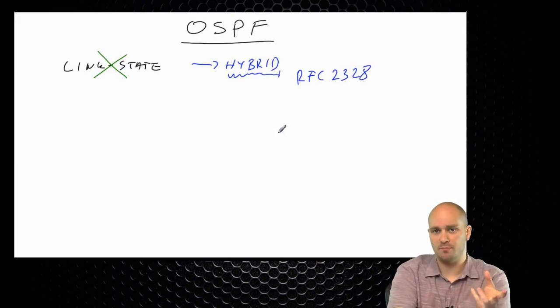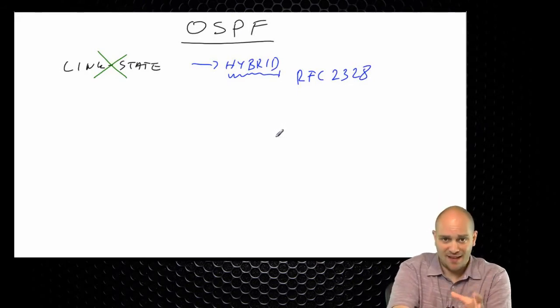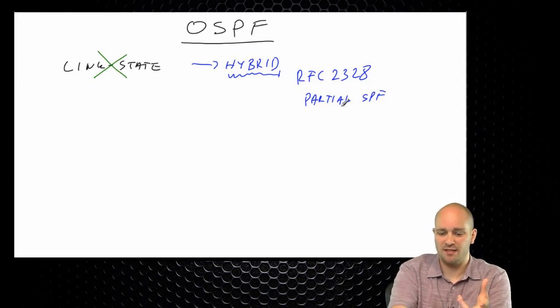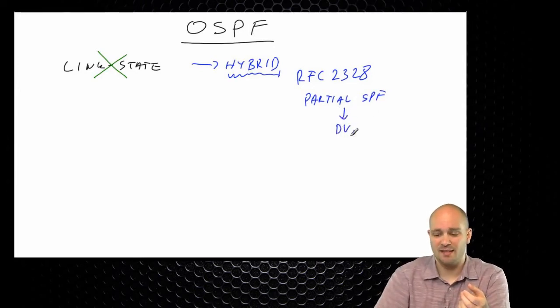You are not going to see the mention of distance vector behavior, but you are going to read about something that is called partial SPF. And when you actually read and understand what that is, you're going to realize that they are actually describing a distance vector behavior of the routing protocol.